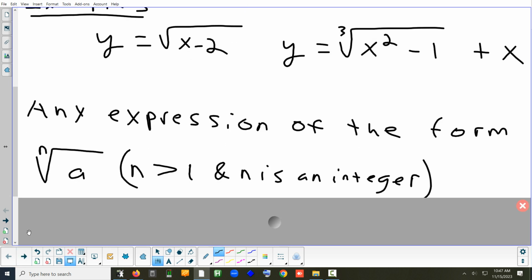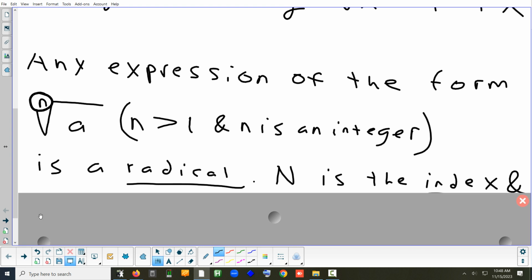Any expression that has something like this in it, with this symbol, could have a number greater than 1 in that spot. Like in the case on the right, I have a 3. That number just tells you the kind of root. So any expression that has that symbol could have a number where the n is, and then it'll have something underneath it. That is called a radical expression.